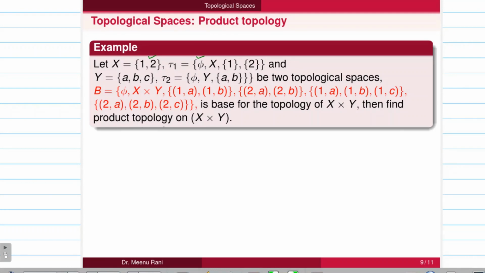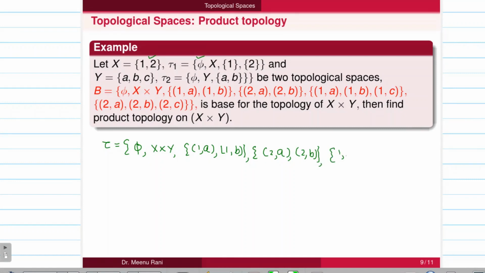As we know, a topology can be generated from the base, so if we take all the possible unions of the members of the base, then we will get all the members of the topology. So the topology is given by phi union phi, that is phi. Take the union of phi with each member, then we will get the member itself. So phi union X cross Y is X cross Y again. Phi union 1A, 1B. Phi union 2A, 2B. It is one member.